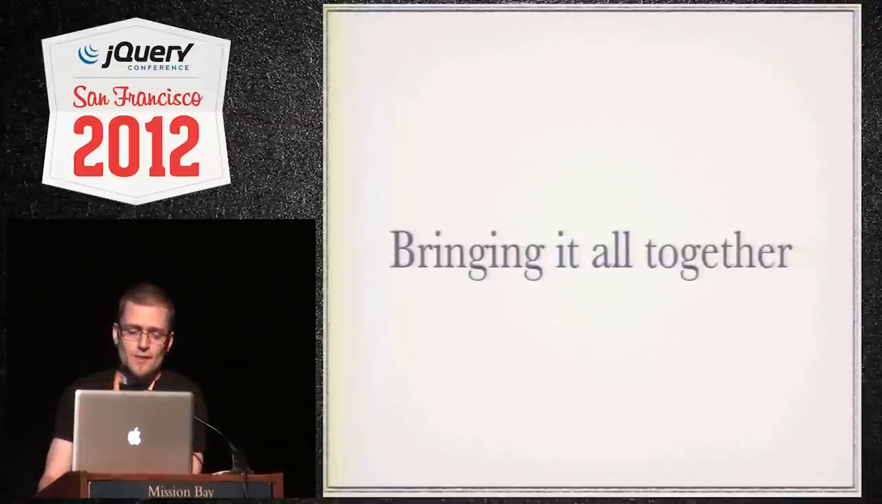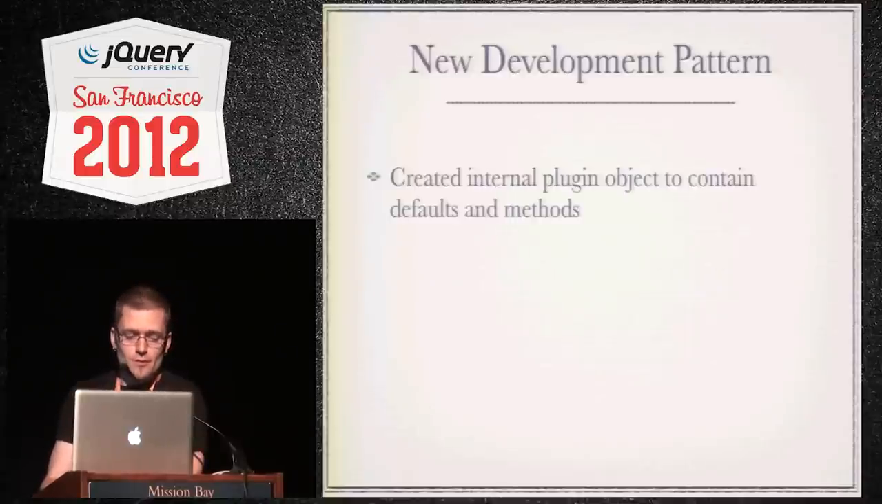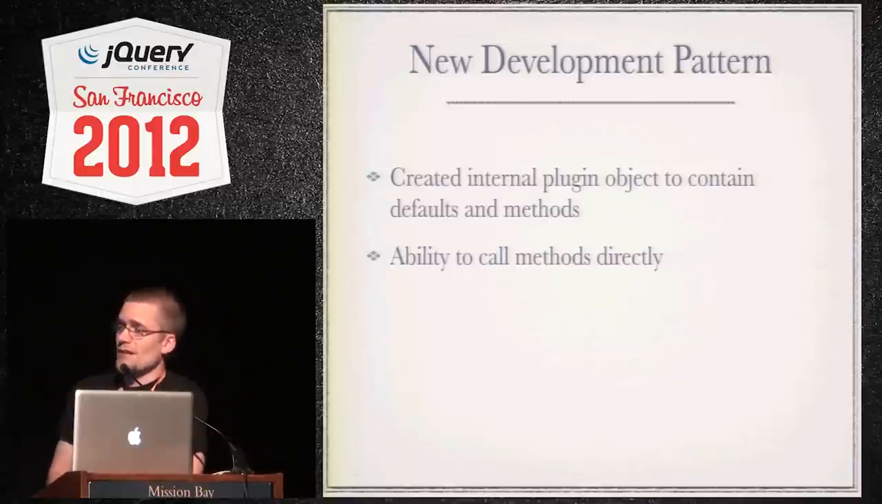So let's bring this all back together. We've got a new development pattern where we're creating an internal plugin object to contain defaults and methods. It makes it much cleaner to find the method that you're needing to work on, that you need to modify. It gives you the ability to call methods directly from outside of the plugin. So, for example, the destroy method, rather than that being internal and you having to somehow call that externally, we've already got a way to call that externally along with the animation methods, things like that. So if you need to call it on its own rather than trigger the click event, you can.